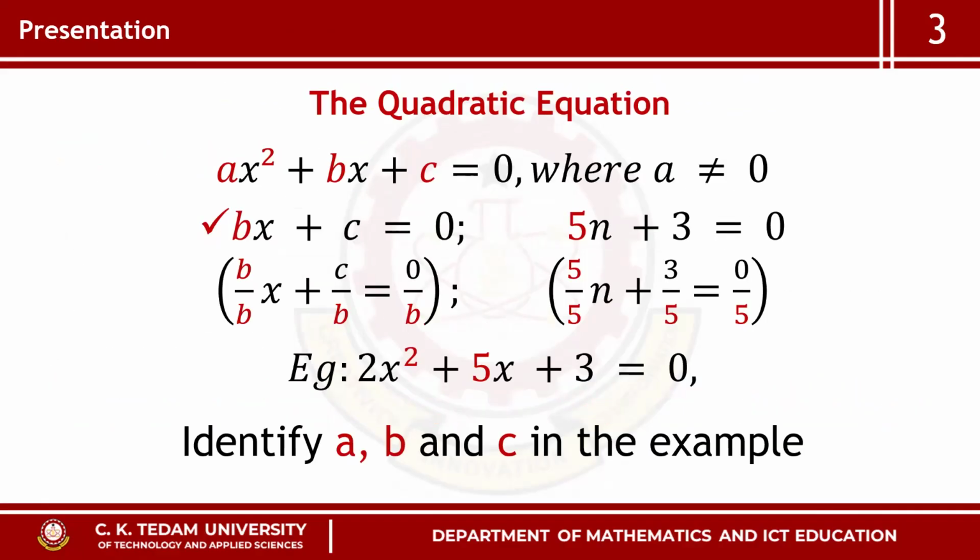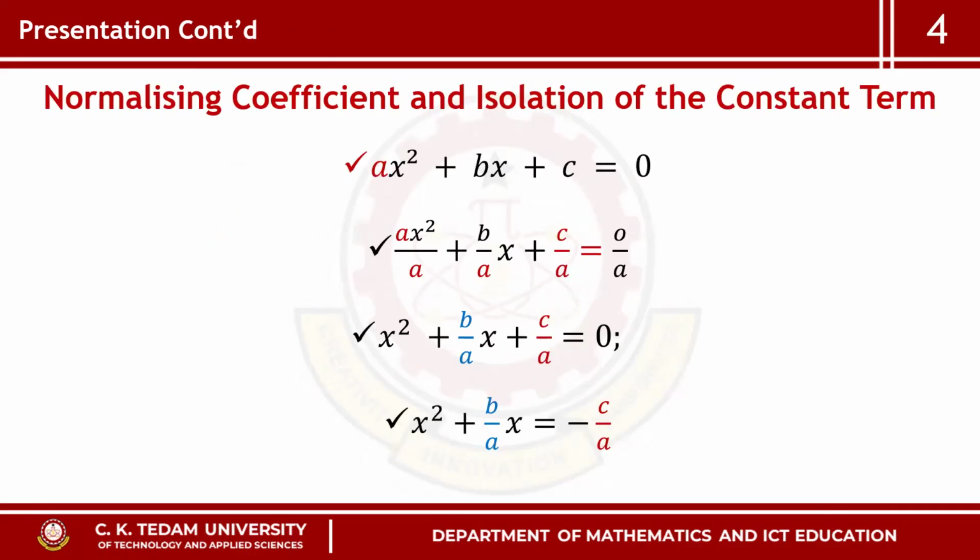Now, if we want to normalize the coefficient, you will see that after the check mark, in the second step, you will now see a over a x squared plus b over a x plus c over a equals 0 over a. And 5 over 5x plus 3 over 5 is equal to 0 over 5. We will see that one in our next step, and that is normalizing the coefficient of the quadratic x.